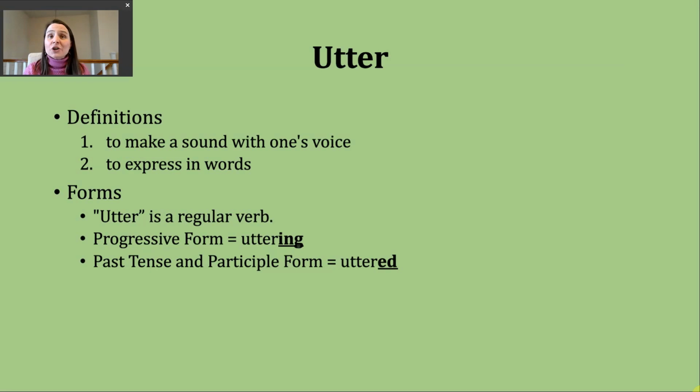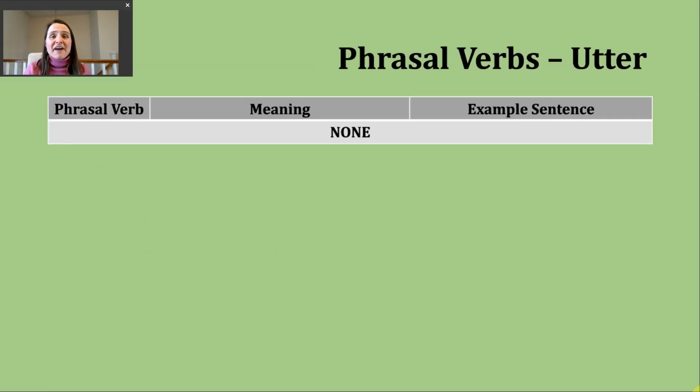You should know that utter is a regular verb. To make the progressive tense, all you need to do is add ing to form uttering. The past tense and participle forms of this verb are made by adding ed. Our base verb, utter, ends in a voiced R sound. So our past tense ending is going to make a D sound. Uttered, uttered. Okay.